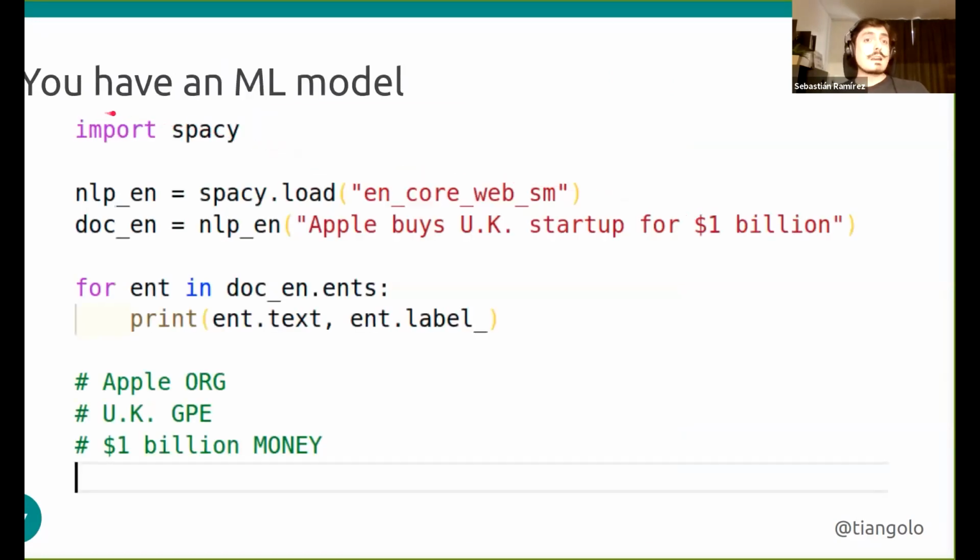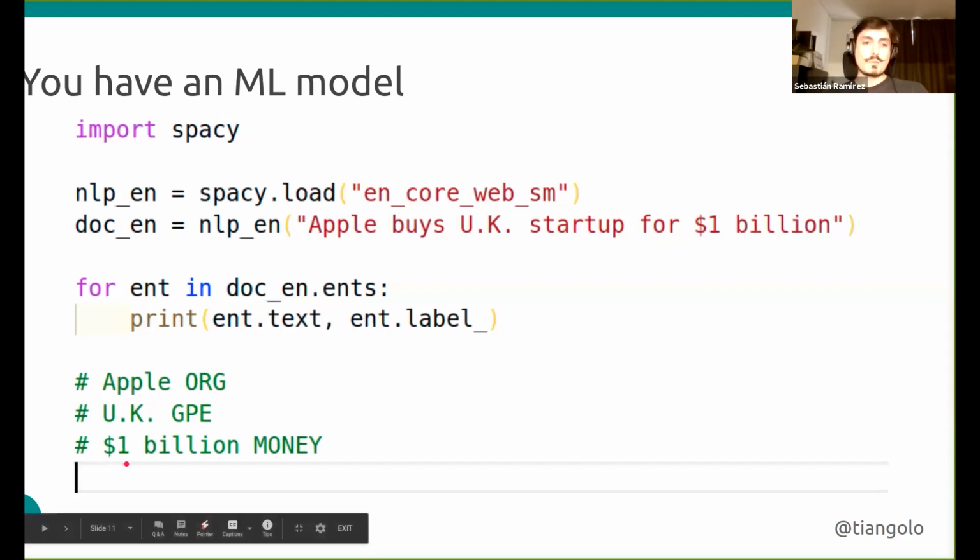Now, let's say that you have a machine learning model. In this case, this will be a spaCy model. So we are doing natural language processing here. We are going to do entity extraction. So we create an object, which is this spaCy model, and then we pass some text to it, and we are going to extract the entities for each one of the entities recognized in this document. For each one of these entities, we're just going to print the text and the label. So this model recognized that we have Apple, which is an organization, UK, which is a geopolitical entity or a location, 1 billion, that is money.